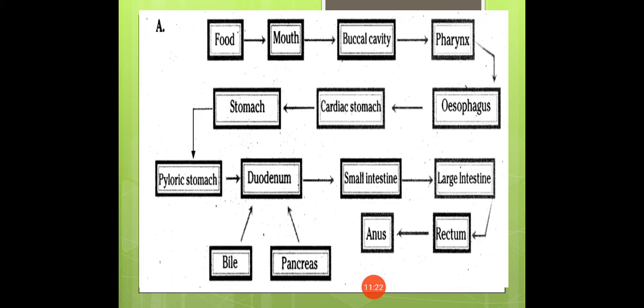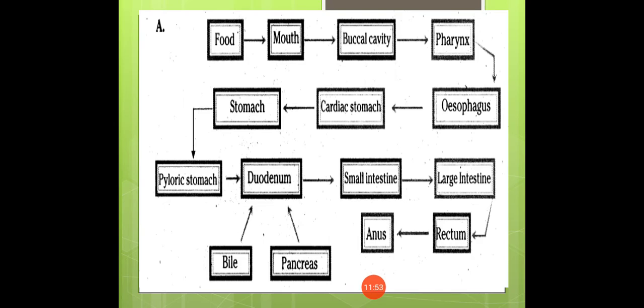Here is the flow chart explaining the process of digestion. The food which is taken in enters the mouth. In the buccal cavity, the food is chewed and swallowed by the pharynx. Then the food reaches the stomach by the esophagus, that is the food pipe. Here in the stomach, the process of digestion takes place.